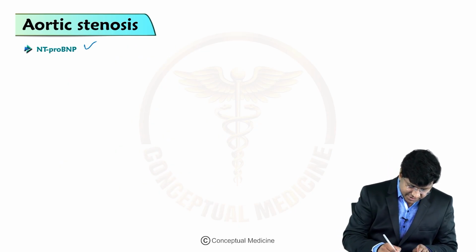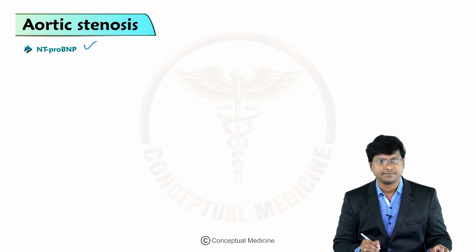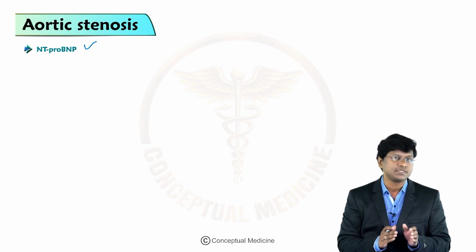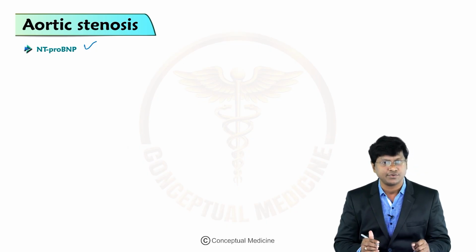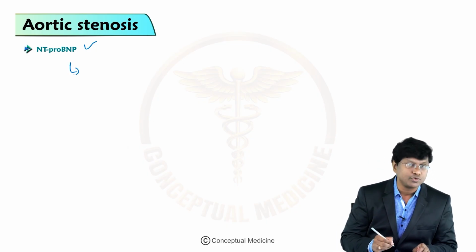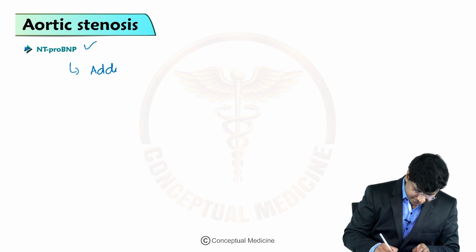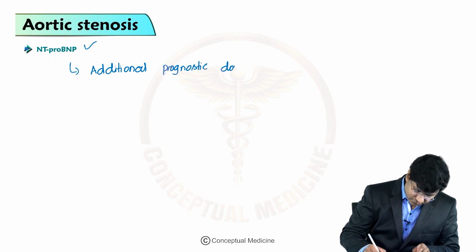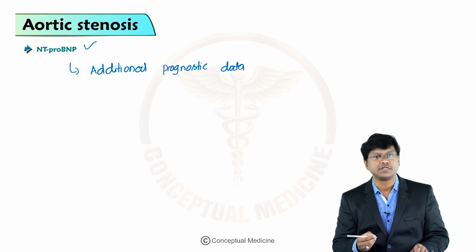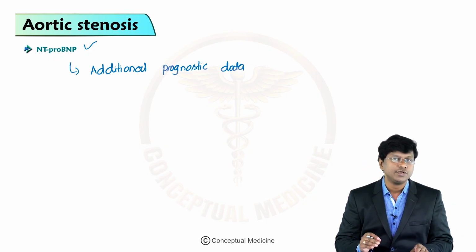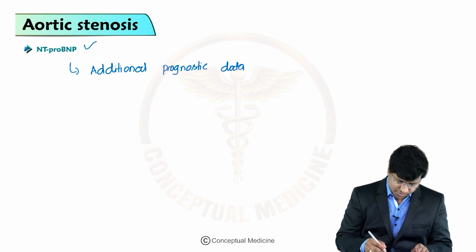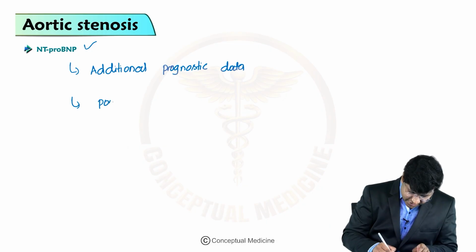And another important investigation is the NT-proBNP, right? See, some authors have suggested the use of the brain natriuretic peptide. So this NT-proBNP will provide additional prognostic data in the setting of poor left ventricular function and aortic stenosis. So this NT-proBNP is mainly used in individuals with poor left ventricular function.